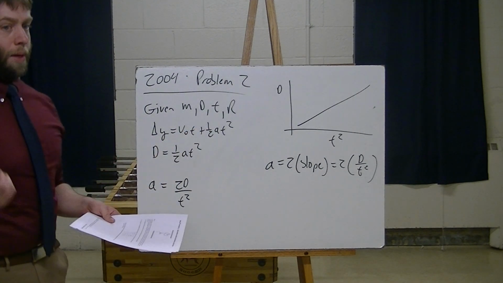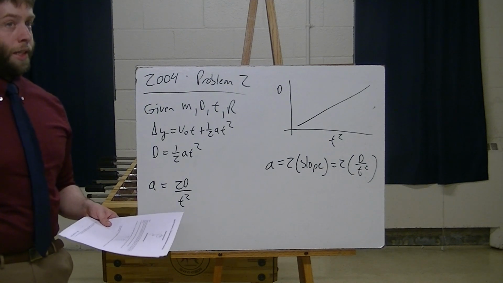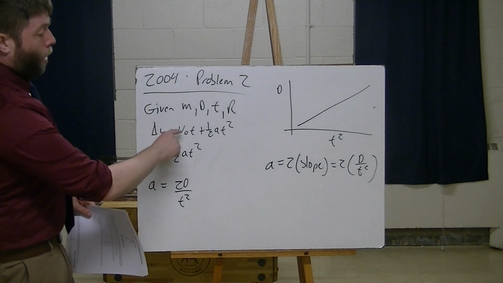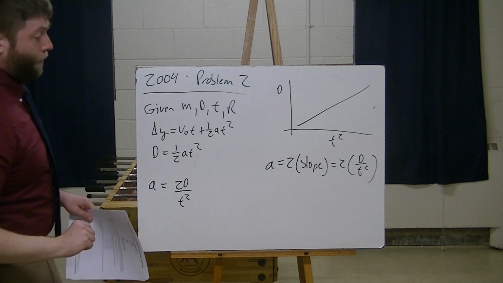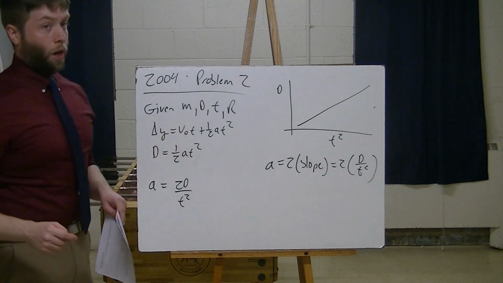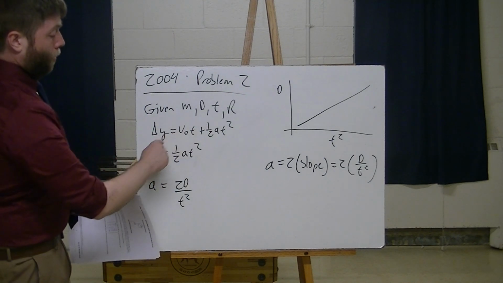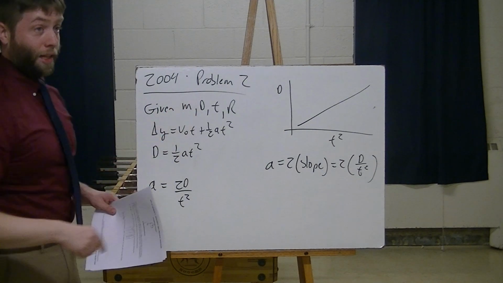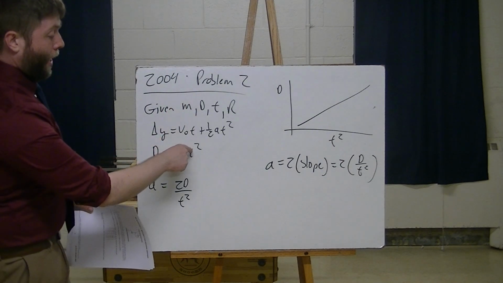I have a time and I have a distance. I should be able to find a linear acceleration from that. So delta y is equal to v naught y t plus 1/2 a y t squared. Start the mass off with initial velocity 0. We're going to have delta y is d, that's the distance traveled, equals 1/2 a t squared.